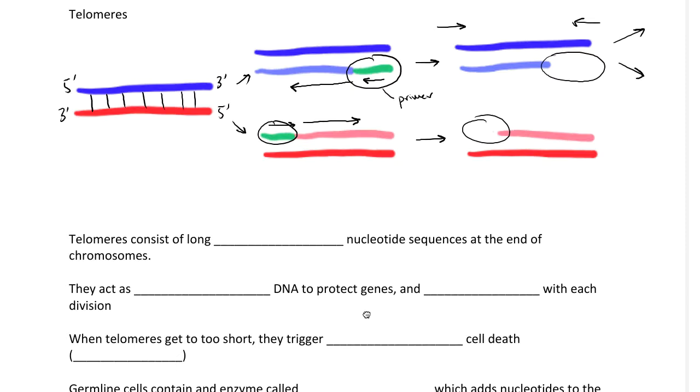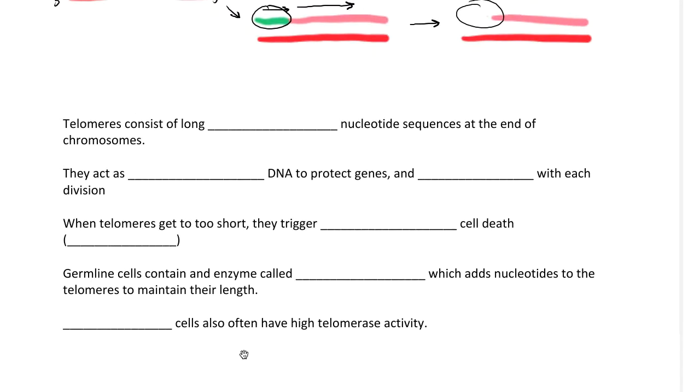So what telomeres are, is they are these long repeated nucleotide sequences at the ends of the chromosomes. And they actually act as sacrificial DNA, and they are what's being gobbled up at the end of the chromosomes. And by putting that DNA in the way, those repeated sequences that aren't part of genes get gobbled up and the genes get protected. So it's the telomeres that shorten with each division.